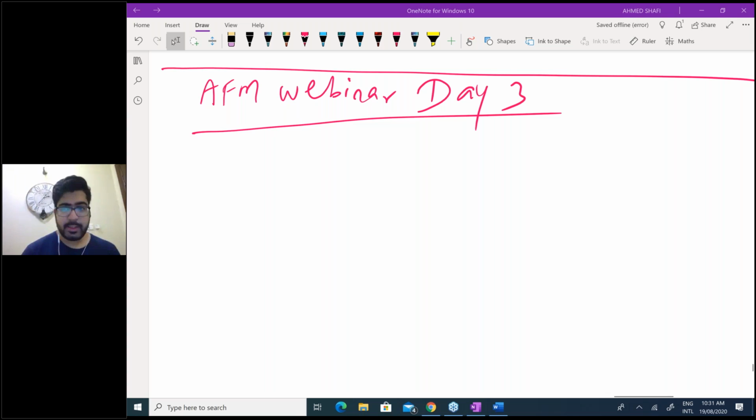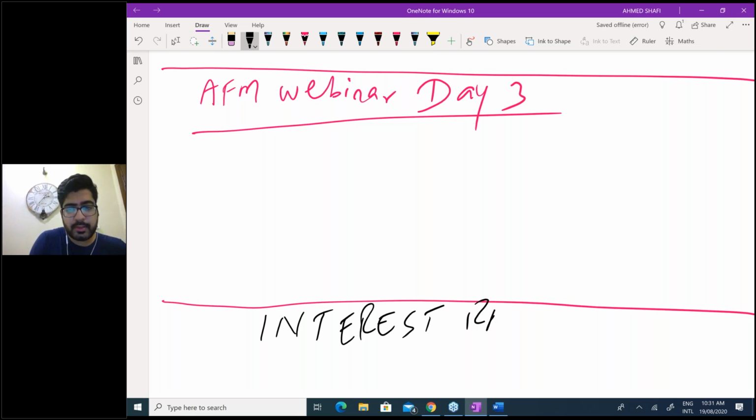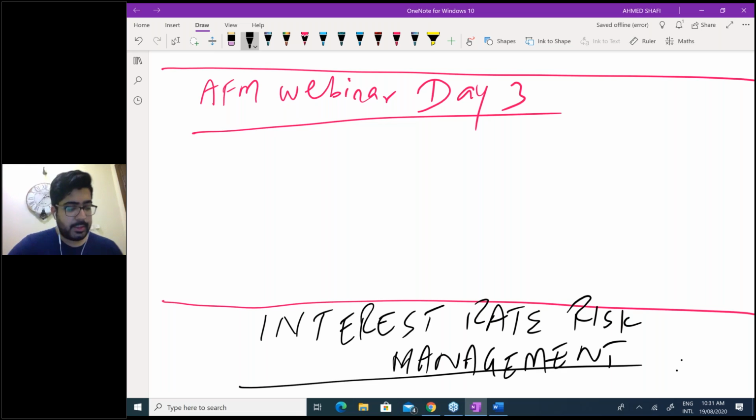Okay, so in today's session, we will be focusing on an area that is called interest rate risk management. In the last session, we discussed currency risk management, and today we will be discussing interest rate risk management.